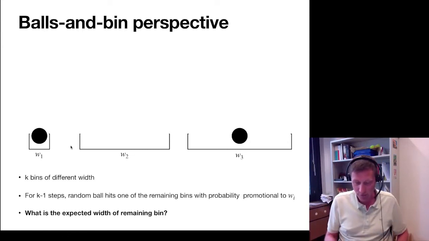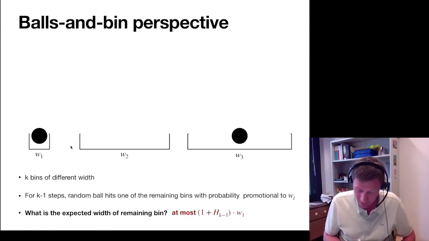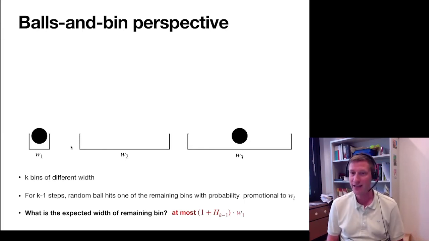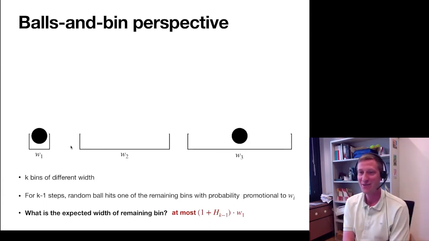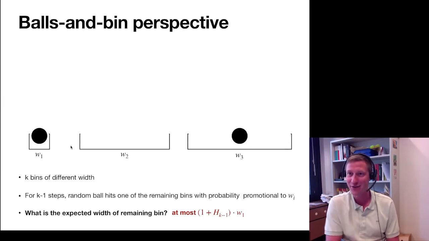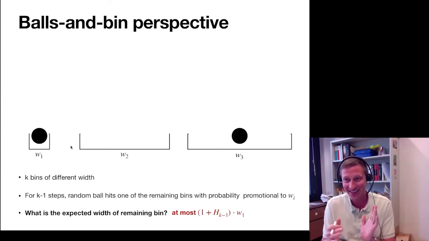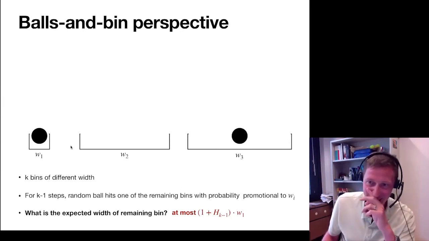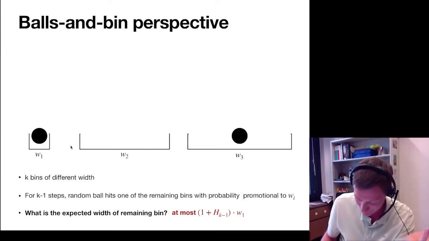And here we're going to prove that this is actually at most 1 + H_{k-1} times the smallest bin. So it took us some time to think about this. I contacted some colleagues, but then the proof is in fact kind of clean. It's a few lines that I will show you.